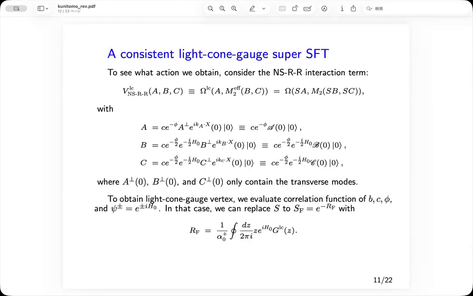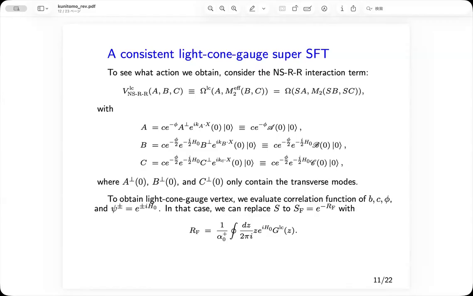Okay, so what is the consistent Ramond-Ramond theory we obtain? To see what action we obtain, consider the Neveu-Schwarz-Ramond interaction term. We denote this form by this. Unlike this ABC is a string field, the A is a Neveu-Schwarz field, but it still has some small number of physical degrees of freedom, ghost and bosonic superconformal ghost. And this curly A has genuine physical oscillators. And B and C are Ramond fields, and they also have ghost, and also the longitudinal part of the psi zero.